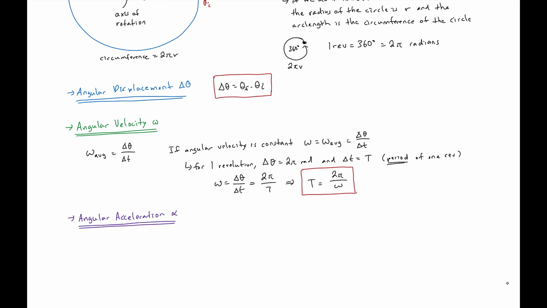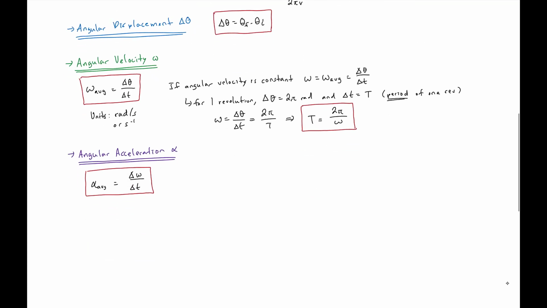So one thing I forgot to mention, for angular velocity, the units are going to be radians per second or inverse seconds. Now for angular acceleration, the average angular acceleration is just the change in angular velocity over a change in time. So these are also important equations to know. The units would be radians per second squared.